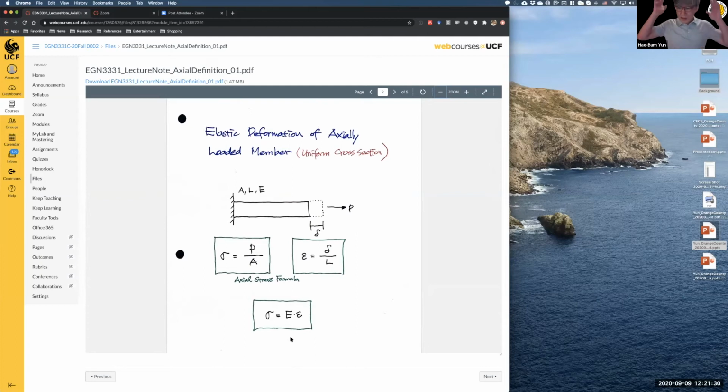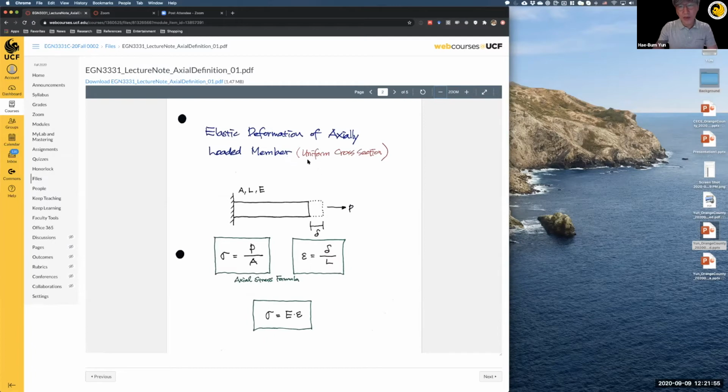So then this is about chapter 4, which is the elastic deformation of axially loaded members. Again, in our learning objective, you read the elastic deformation. So this is my lecture note about that. So, elastic deformation.